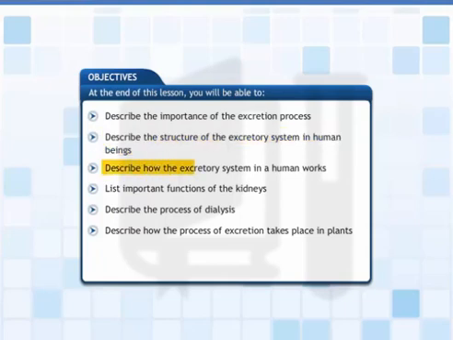describe how the excretory system in a human works, list important functions of the kidneys, describe the process of dialysis, and describe how the process of excretion takes place in plants.